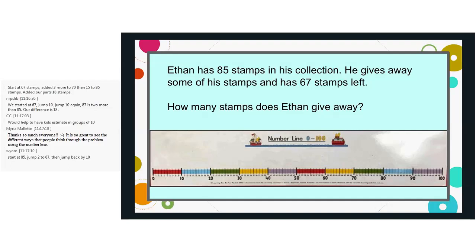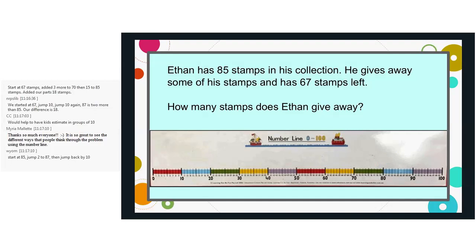Oh, no kidding, eh? And so maybe you just said, I'm going to start at 67 and go to 85, but I'll do it with a jump of 3 to 70, then a jump of 10 to 80, and then a jump of 5 to 85. The difference? 18. Either way, you've got the same answer. Lots of opportunities and options to do that.